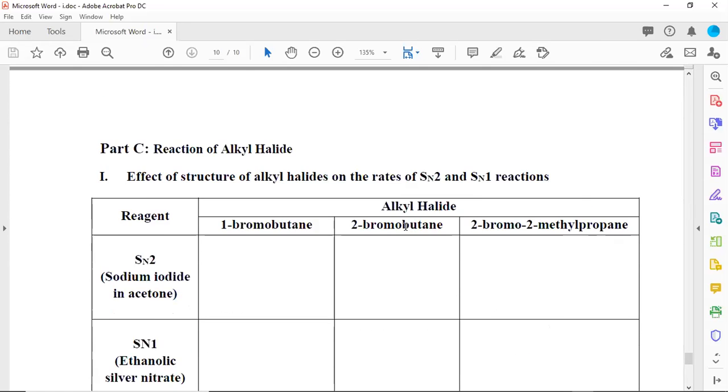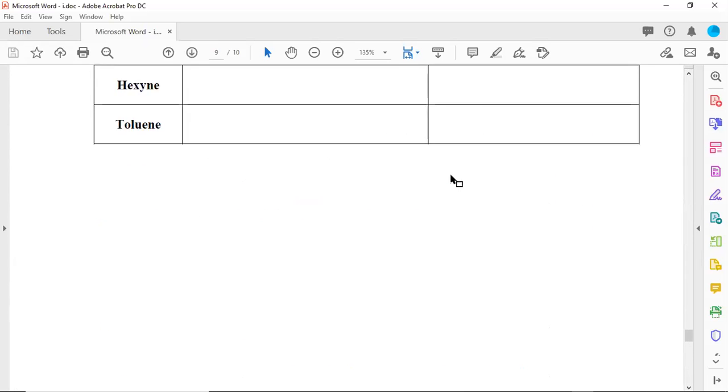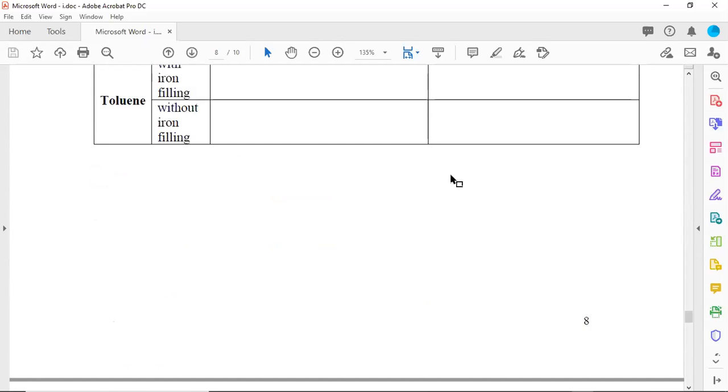Dalam discussion, perlu ada chemical equation. That's the highlight of the topic. So you need to include all the equations inside the discussion. So far, clear tak semua? Clear, sir.